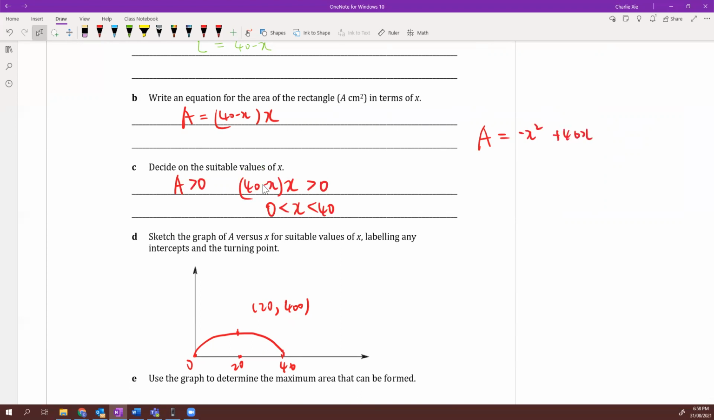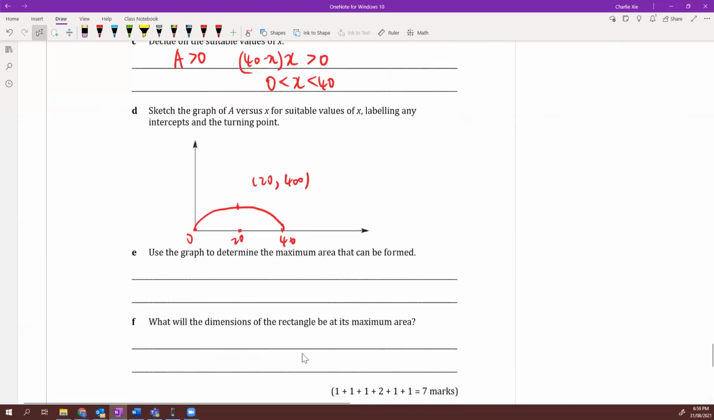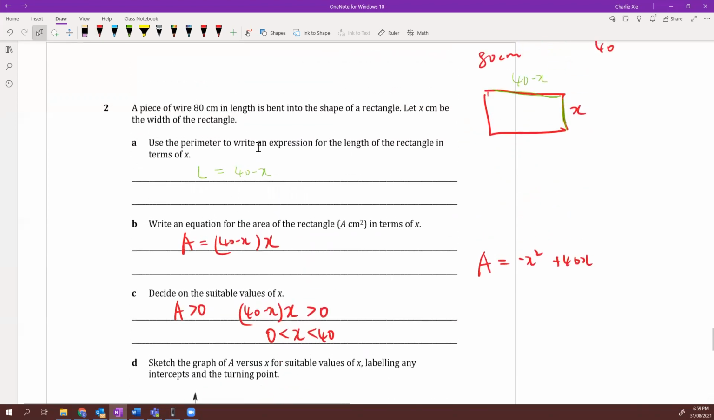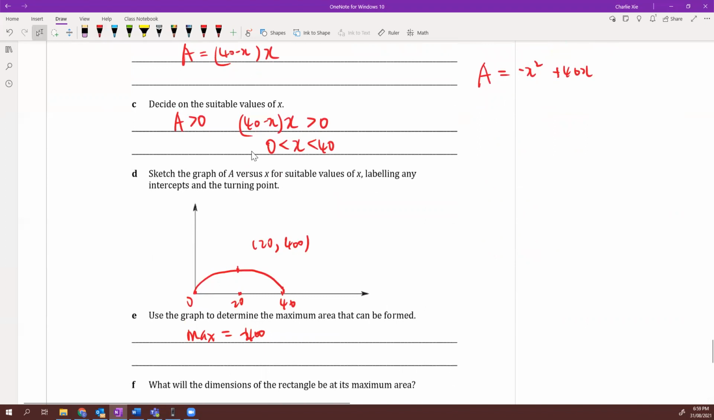Okay. So 40x minus x squared, which is minus x squared plus 40x. We usually write the square term, the term with the square, at the front. And that's a minus sign, so it has been reflected in the x-axis. Okay, that's why it's doing that way. Use the graph to determine maximum area. So maximum area equals 400. We've already got it. What about the units? Centimeter. Okay. So square centimeter.